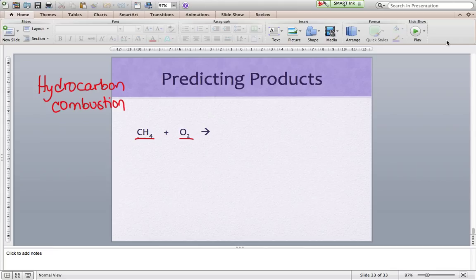Guys, these ones may be tougher to balance, but they're fairly easy to predict the products. The products are always going to be the same. The products are always, for hydrocarbon combustion, carbon dioxide and water. And what you need to know is that both will be gases. So this is the one time where water is going to be water vapor as a product. Okay? Why does that happen? Probably because of the temperature that the combustion reaction is happening at.